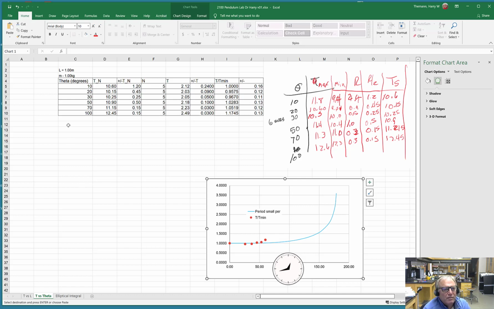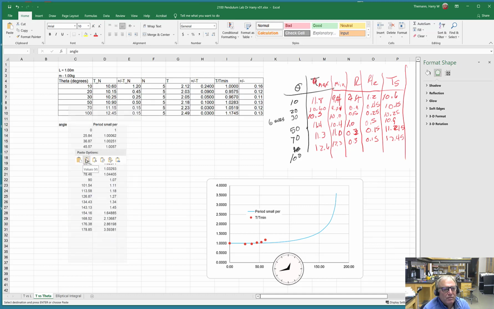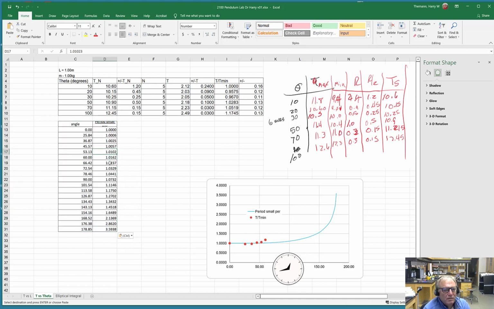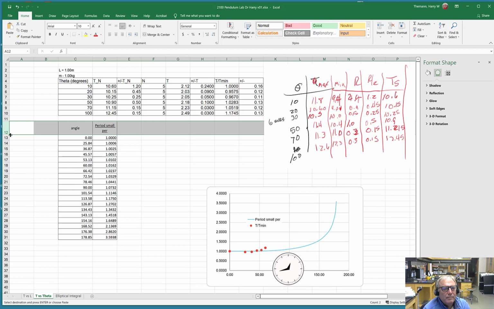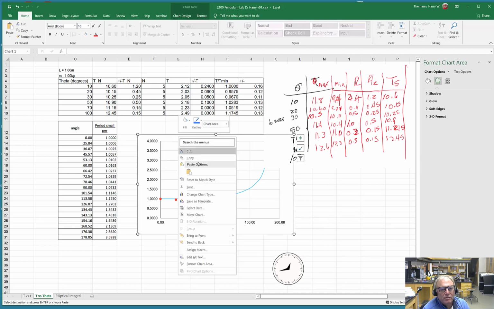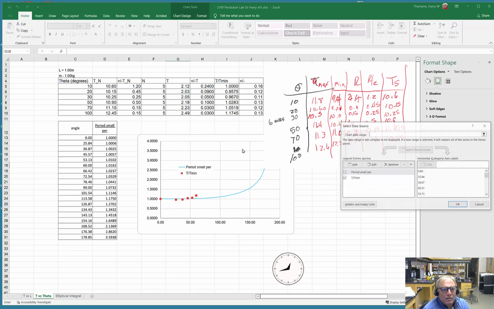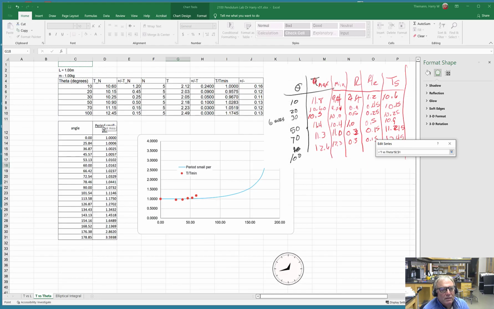Okay, so I just need to paste the values. I think it doesn't matter. Let's see. Yeah, they're just numbers. And there we go. And we are simply going to change just so it's local. Select data, edit, and now we'll go back here.